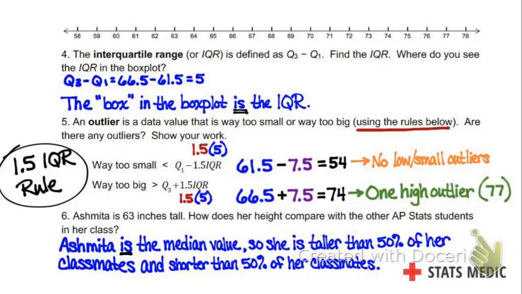So I would say Ashmita is the median value, which would mean she's taller than 50% of her classmates and shorter than the other 50% of her classmates. She is right in the middle.